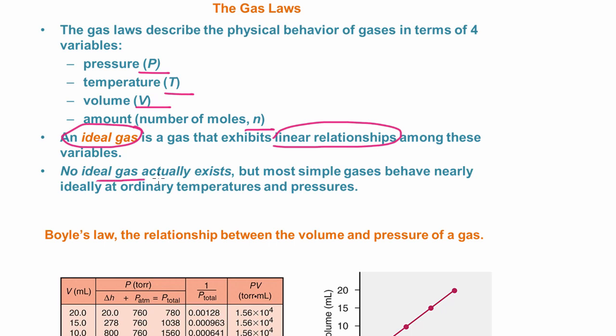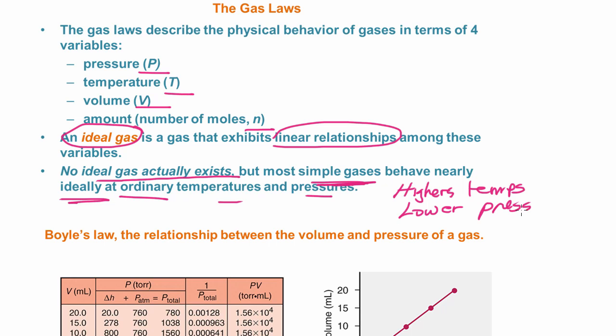In reality, there's no such thing as an ideal gas, but most gases will behave nearly ideally at ordinary temperatures and pressures. So basically, most gases will behave ideally at higher temperatures and lower pressures. They will begin to deviate from ideal behavior at high pressures and lower temperatures.